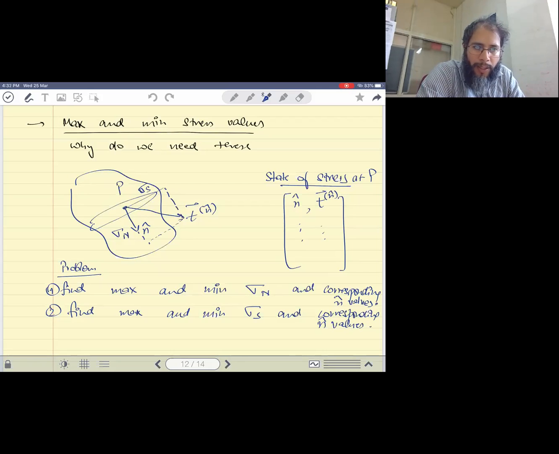So that's number one. Number two is to find the n hat value where the sigma s value becomes maximum. So you find that n hat value and the sigma s max value. Similarly, you find the n hat value and the corresponding sigma s min value. Okay, so that's the problem that we have to solve. And once we do that, we obtain what we wanted. We want those particular n hat directions where things become max or min.